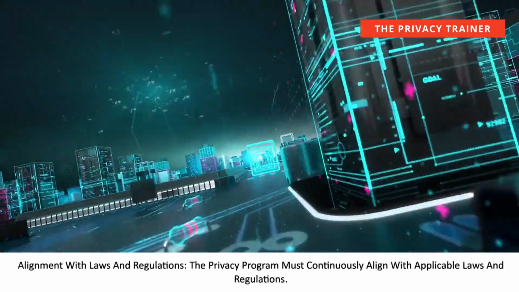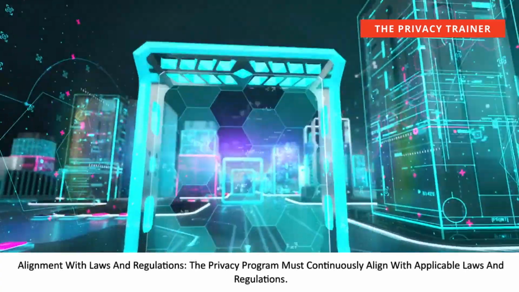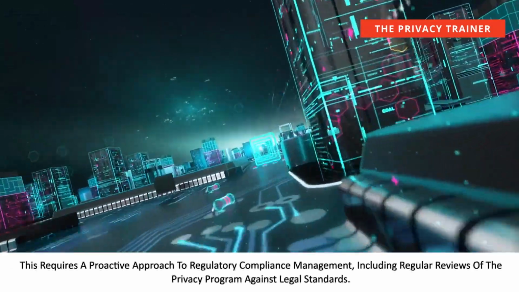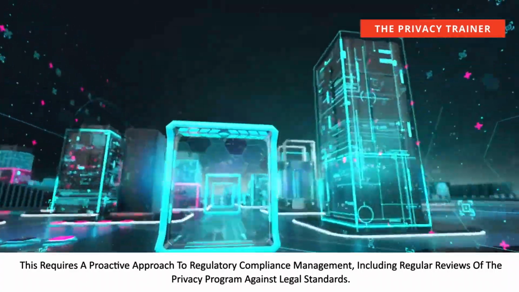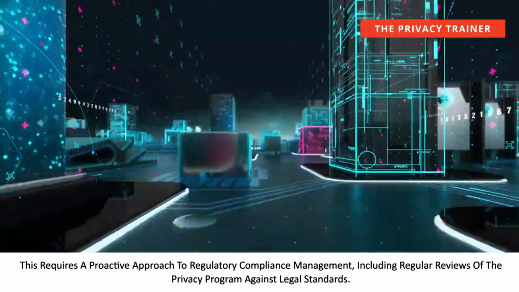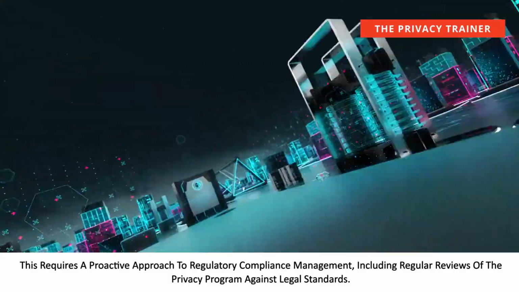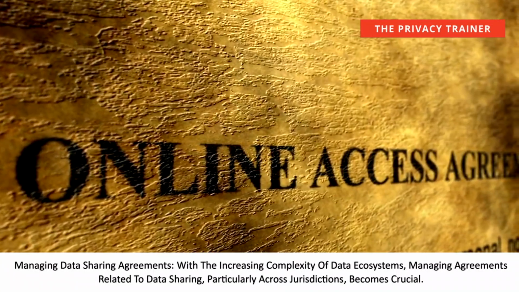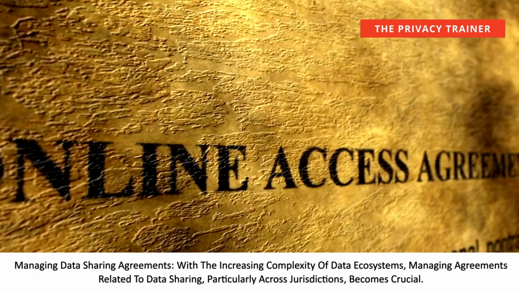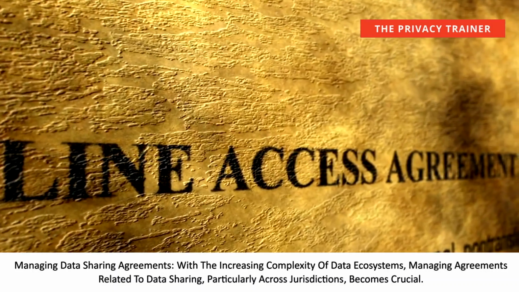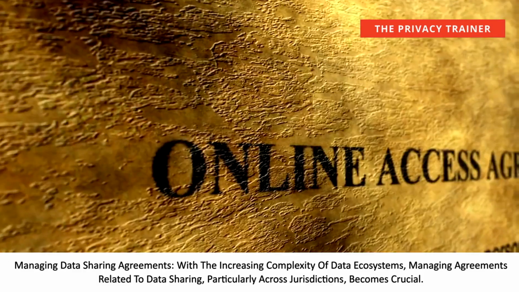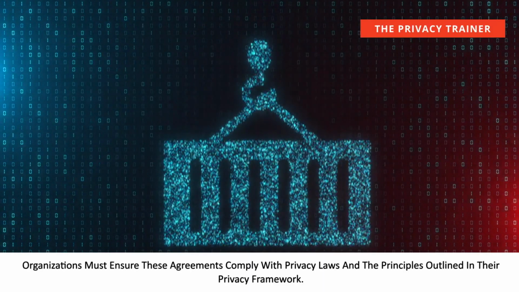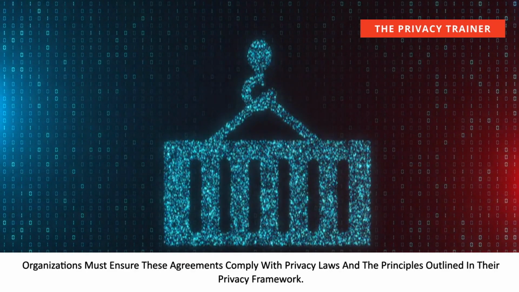Alignment with laws and regulations. The privacy program must continuously align with applicable laws and regulations. This requires a proactive approach to regulatory compliance management, including regular reviews of the privacy program against legal standards. Managing data sharing agreements. With the increasing complexity of data ecosystems, managing agreements related to data sharing, particularly across jurisdictions, becomes crucial. Organizations must ensure these agreements comply with privacy laws and the principles outlined in their privacy framework.